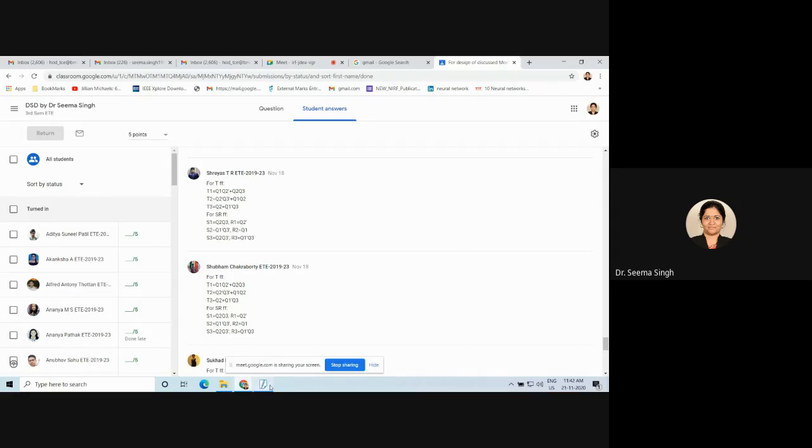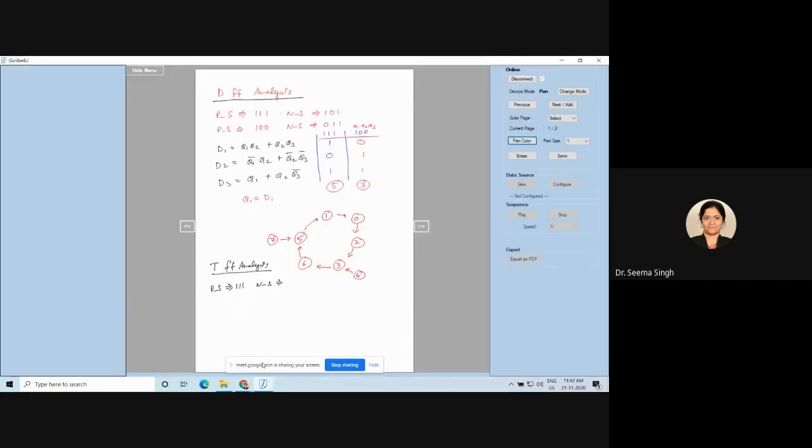So for T flip-flop, if my input is 1, 1, 1, flip-flop 1, flip-flop 2 and flip-flop 3 are all in toggle condition. So all the 3 flip-flops will toggle. And what do you mean by toggle? Toggle means all will become opposite of the previous state. What is the previous state? 1, 1, 1. So what will be the next state? It will become 0, ma'am.